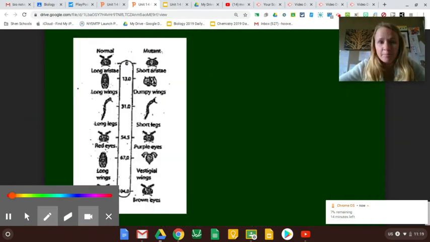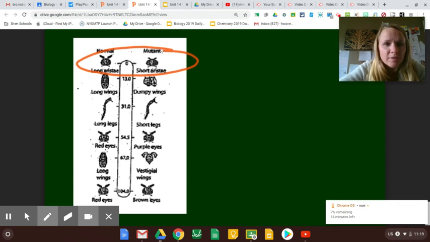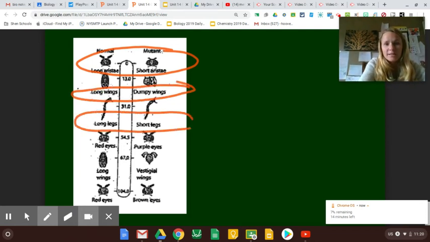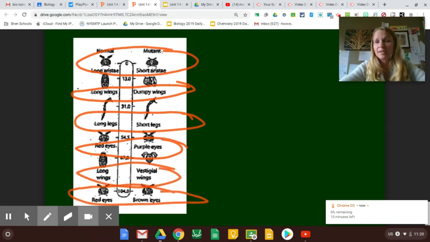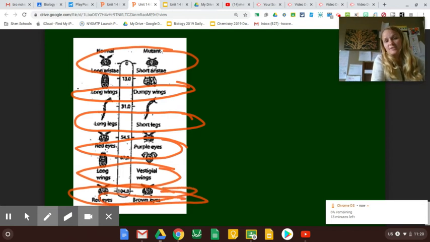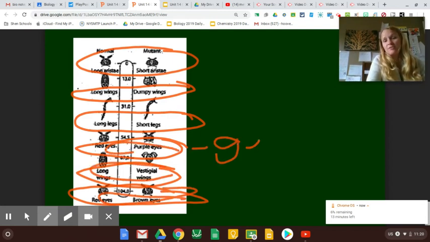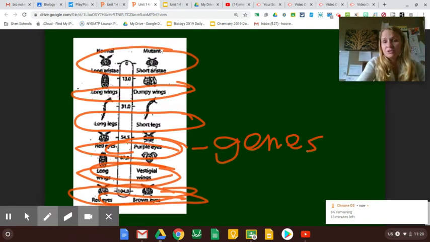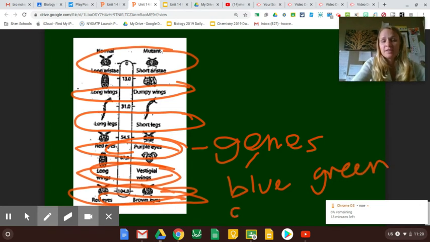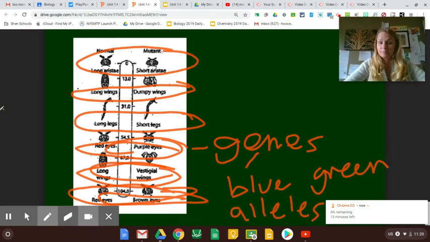We do have a complete map of the chromosomes of certain simpler species, like a little fruit fly. So we know that right here on one of their genes is whether they will be normal or mutant: long aristae or short, long wings or dumpy wings, long legs or short legs, red eyes or purple eyes, long wings or vestigial wings, red eyes or brown eyes. So that's what a chromosome is like. It has these different sections on it, and those different things are genes. And the two different versions, whether you got the blue eye gene or the green eye gene, that is what we call alleles.